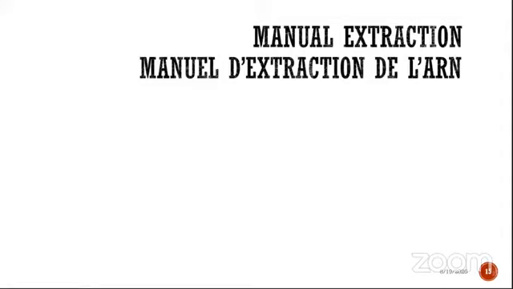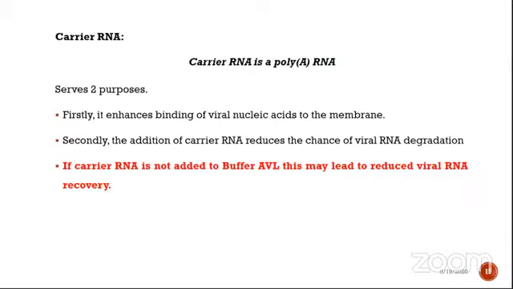Now we are going to start the viral RNA extraction by manual method. Before experimentation, I would like to discuss a brief of the components or contents which we will use during the RNA extraction. The carrier RNA, which is the poly-A RNA, has basically 2 functions. It enhances the viral nucleic acid binding to the membrane, and the addition of this carrier RNA also reduces the chances of viral degradation. We will add the carrier RNA into the AVL buffer.